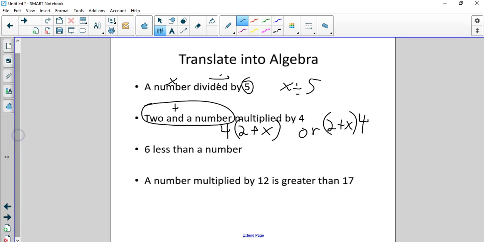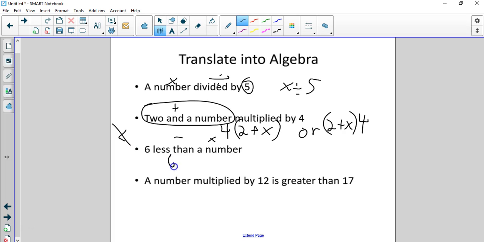6 less than a number. Now this is a tricky one. If you just write, like we did up in the first one, that less than means minus, and number is x, you might want to write 6 minus x. Okay? Also, some people might want to write the less than symbol. Okay? Like this. The way you know the difference between subtraction and an inequality is you would want it to say 6 is less than a number. That would be the inequality. So we're not going to use that.